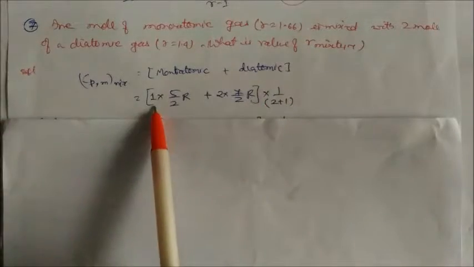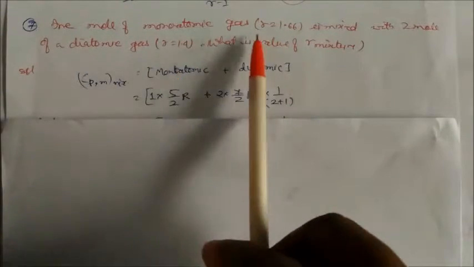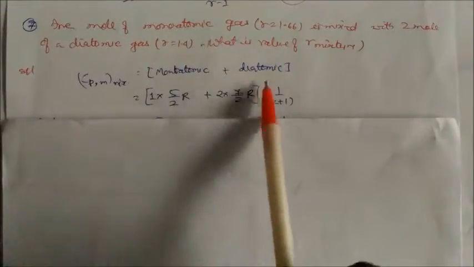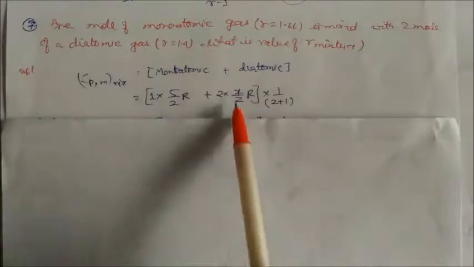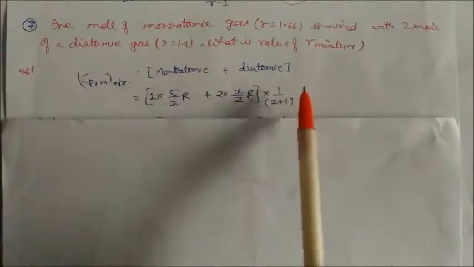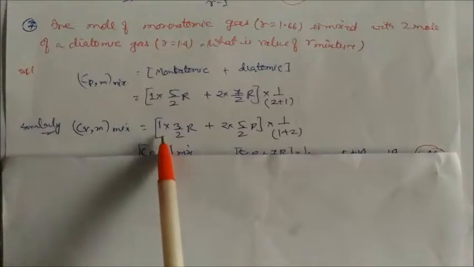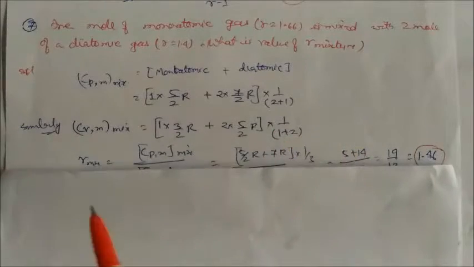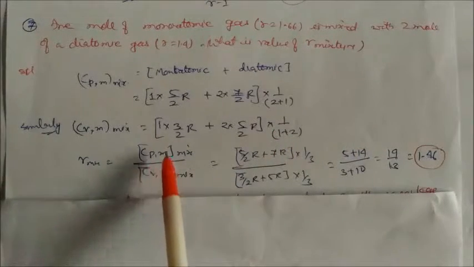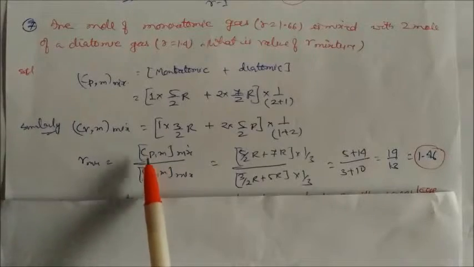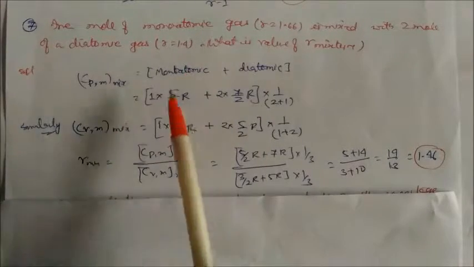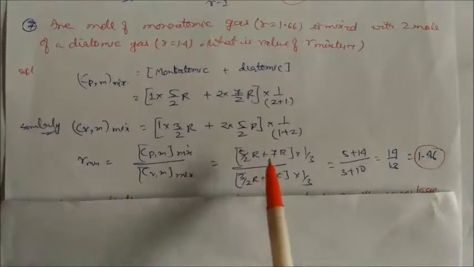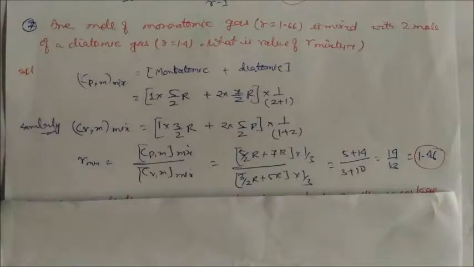So this is 1 mole, and the Cp for monatomic is 5 by 2R, and the Cp for diatomic is 7 by 2R, divided by 2 plus 1, 3 moles. Similarly for Cv of the mixture, 1 into 3 by 2R for monatomic, and this is for the diatomic, and the total number of moles is 1 plus 2. Now we can find the gamma. Gamma is the molar specific heat at constant pressure for these two gases divided by the molar specific heat at constant volume for the mixture. Use these values and you will get the answer 1.46.